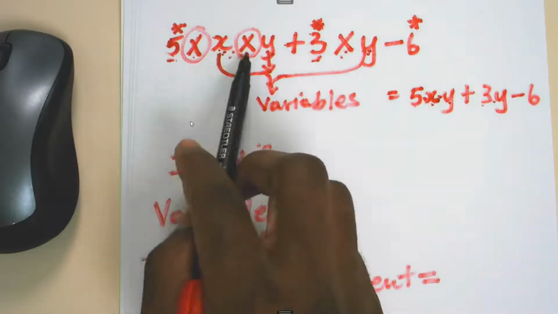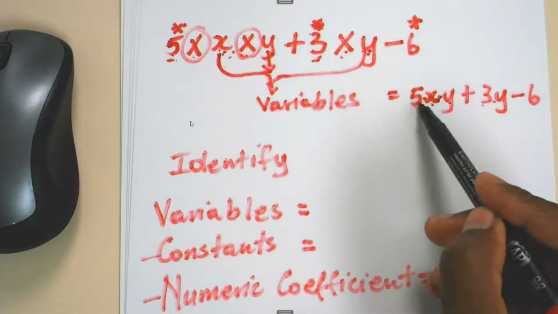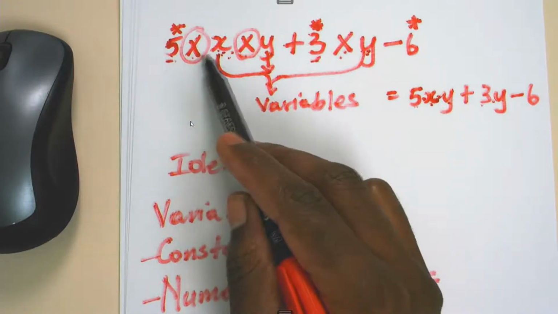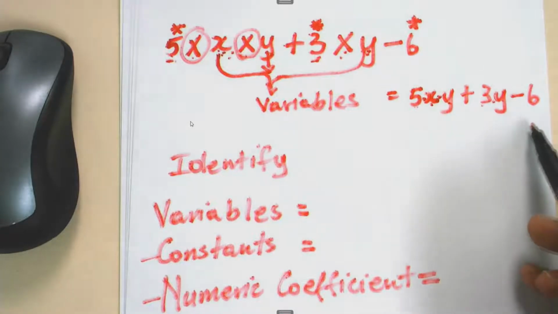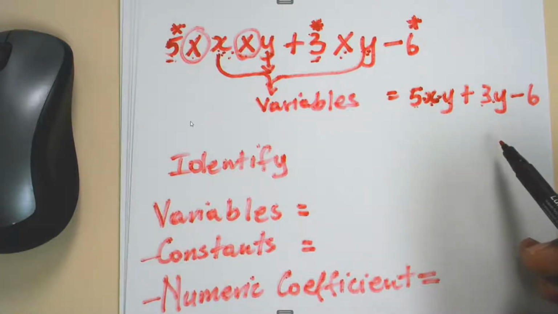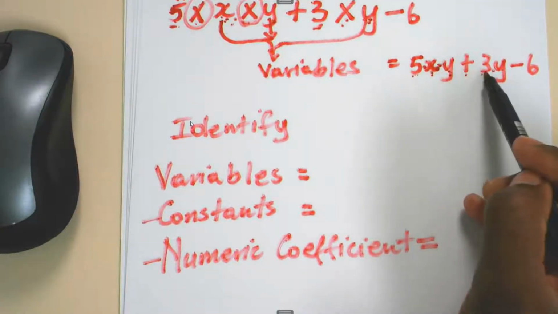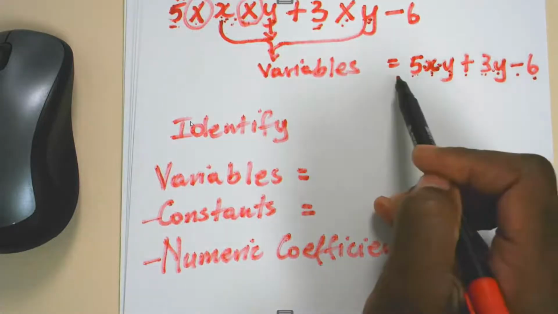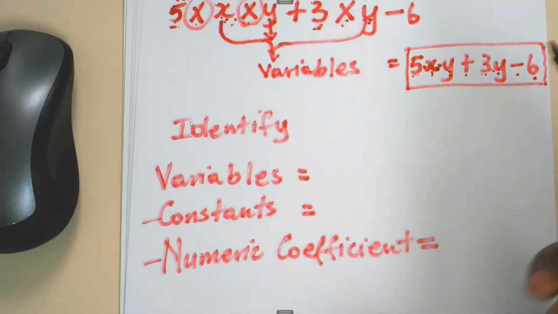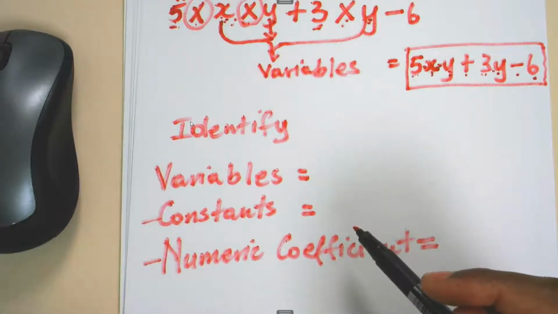Now, 5 multiplied by x multiplied by y is a long way of writing this. So in mathematics, we just write it in short as 5xy. This does not take away the fact that it is 5 multiplied by x multiplied by y, but we are just shortening it so that we can be able to see what are the variables and also what are the constants. So in this case, we've got 5xy plus 3y minus 6. After having written it in short like this, it makes it simple for us to identify what are the variables and what are the constants.